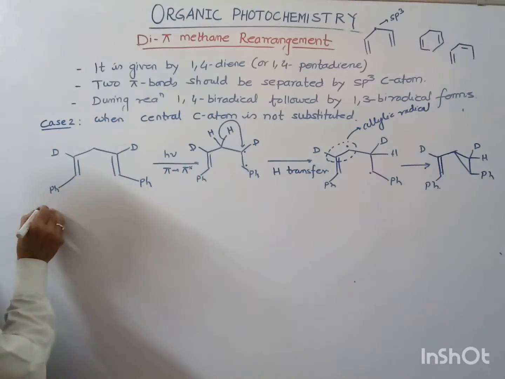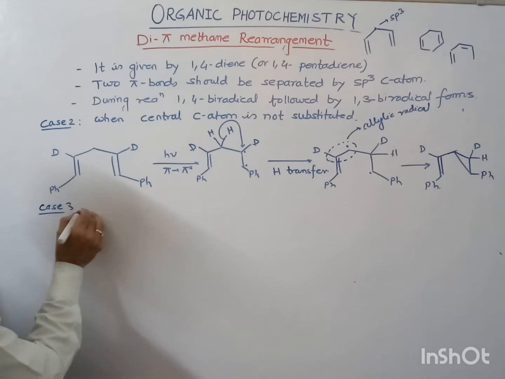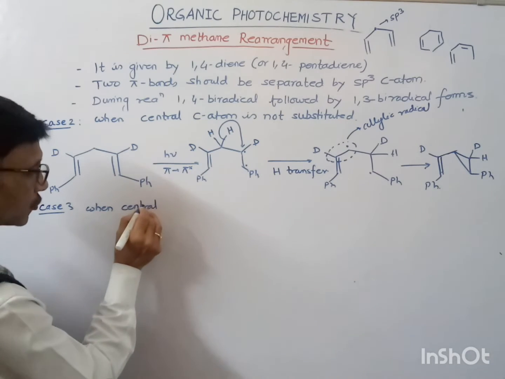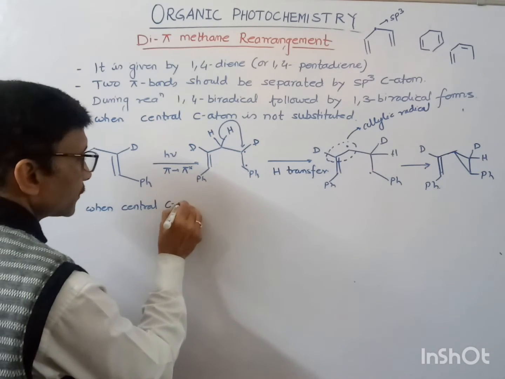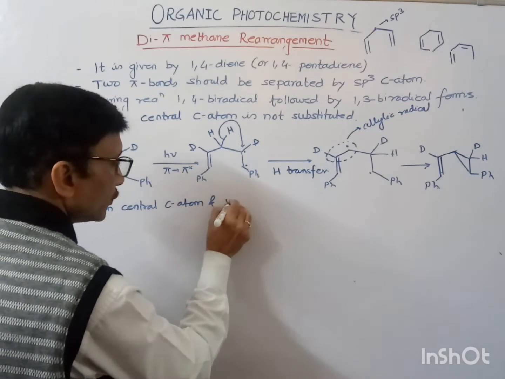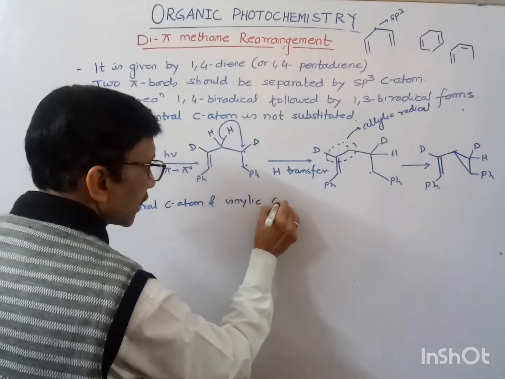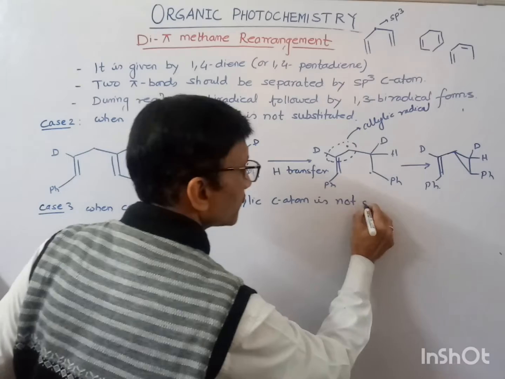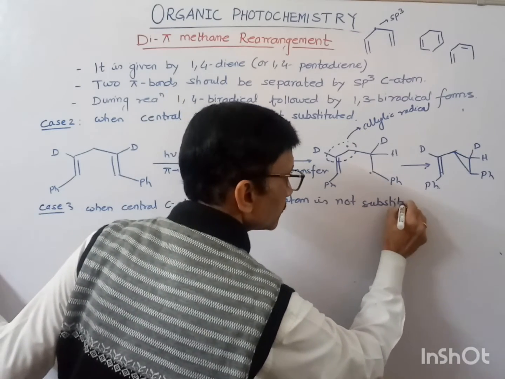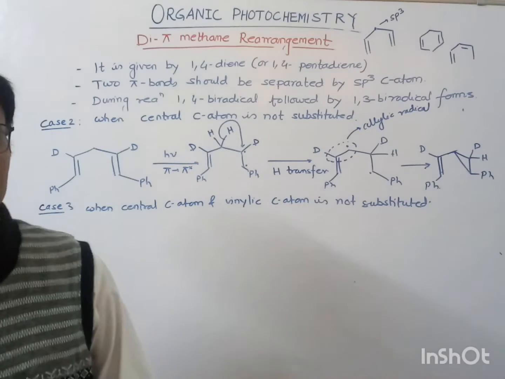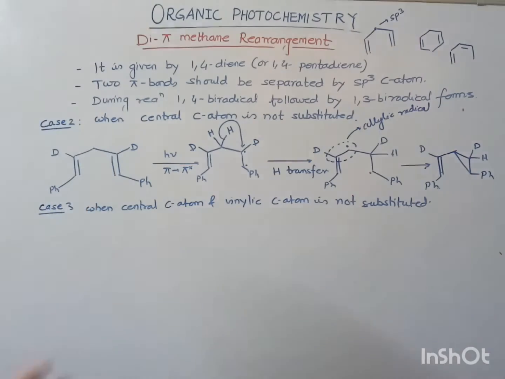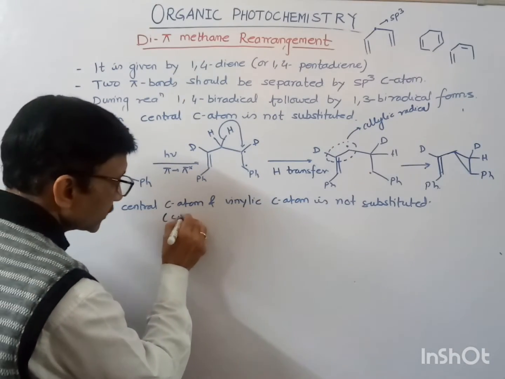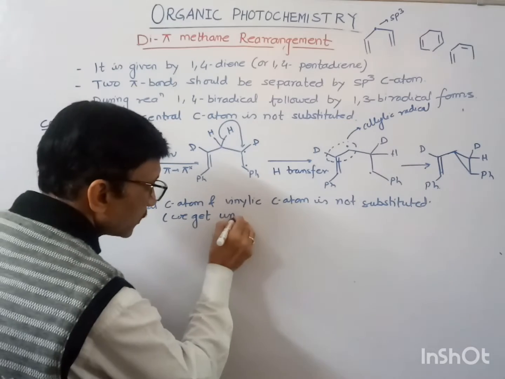Now case 3: when the central carbon atom as well as the vinylic carbon atom are not substituted. In this case we will get some unstable product that would be formed here.